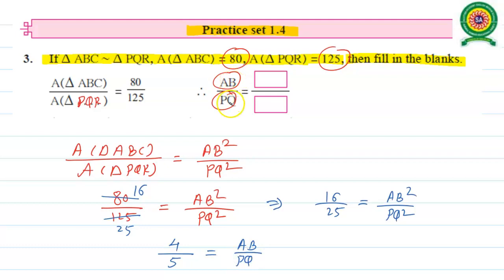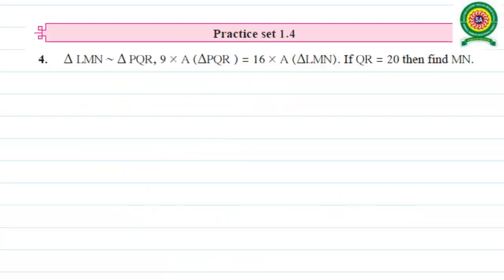So ultimately AB divided by PQ equals 4 divided by 5. Look at question number 4 from practice set 1.4. Triangle LMN is similar to triangle PQR. 9 times the area of triangle PQR equals 16 times the area of triangle LMN. If QR equals 20, then find MN.